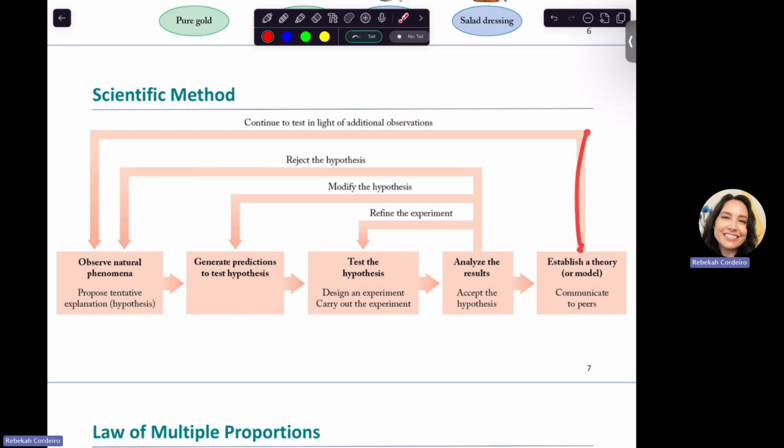Then what I have to do is keep testing it over and over again. I've got to publish it. Other people are going to test it. And then it will become a theory that can be adopted and maybe taught in a textbook one day. When we say theory in common, colloquial language, we actually probably mean hypothesis.